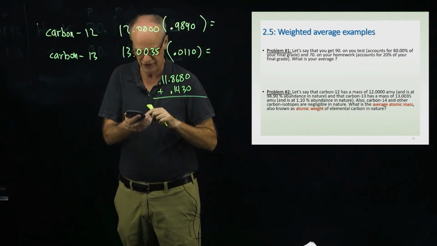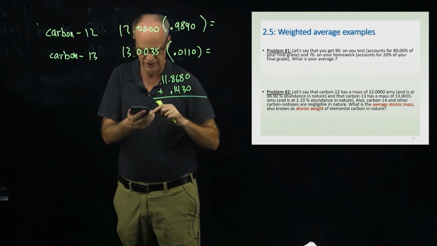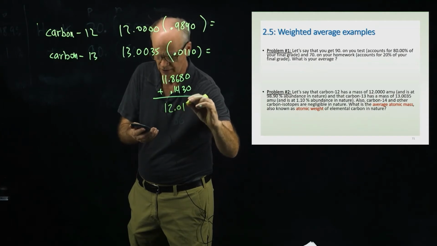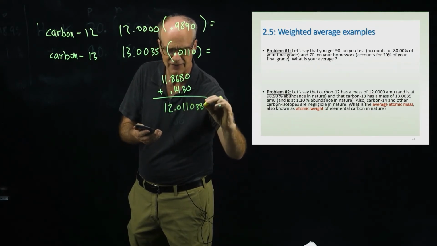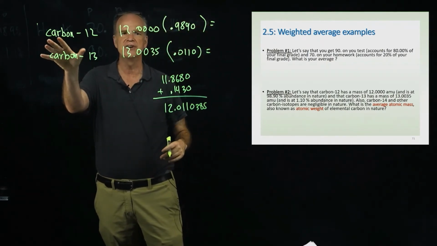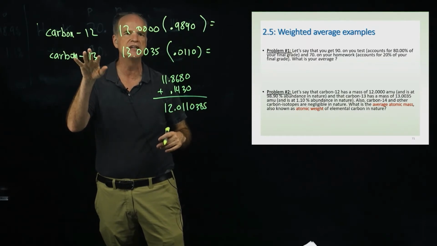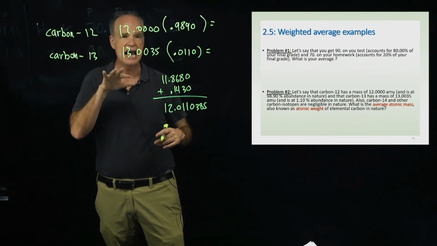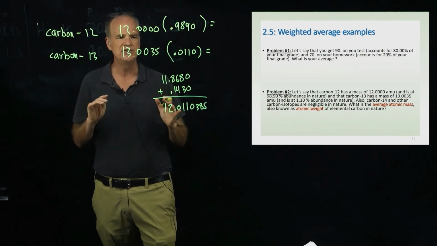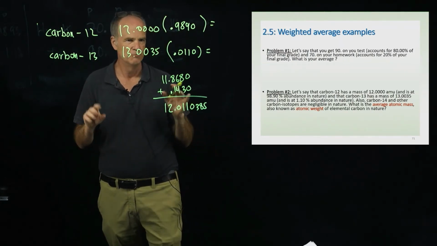These numbers are going to be added. So what do I get? 0.1430 plus 11.8680. I get 12.011038.5 on my calculator. So here, what I've just done is, considering the relative abundances of these two carbon isotopes, 12 and 13, I calculate what the average atomic mass of carbon should be. Now the last thing you need to do is round this to the correct number of significant figures. So let me do that pretty quickly.